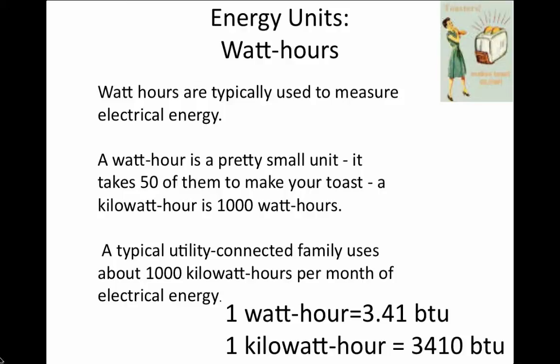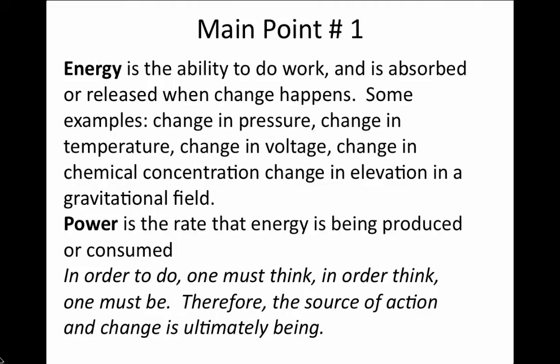And I remember this because it's very close to the number pi. The number pi is 3.1417, and a watt hour is 3.41 BTUs, or a kilowatt hour is 3,410 BTUs. So it's very close. If you just turn those two numbers around, the 4 and the 1, if you remember the number pi, then you can remember this number very easily.